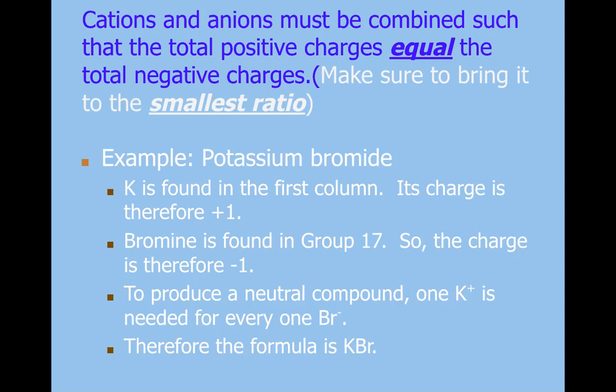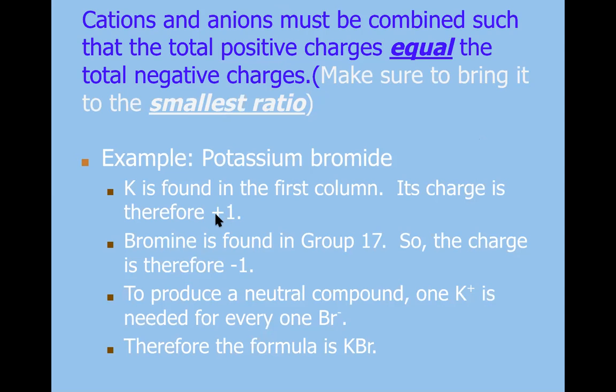So when we form the compound, I told you the positive charge should be equal to the negative charge because the compounds are always neutral. They have no charge. Okay. Then make sure to bring it to the smallest ratio. When you see some examples, you might feel this is really easy. So let's take potassium bromide.